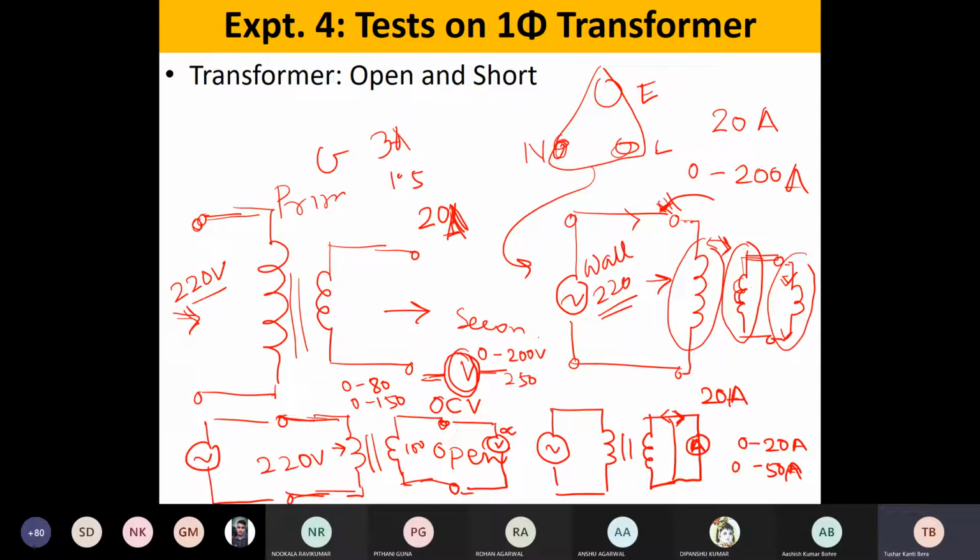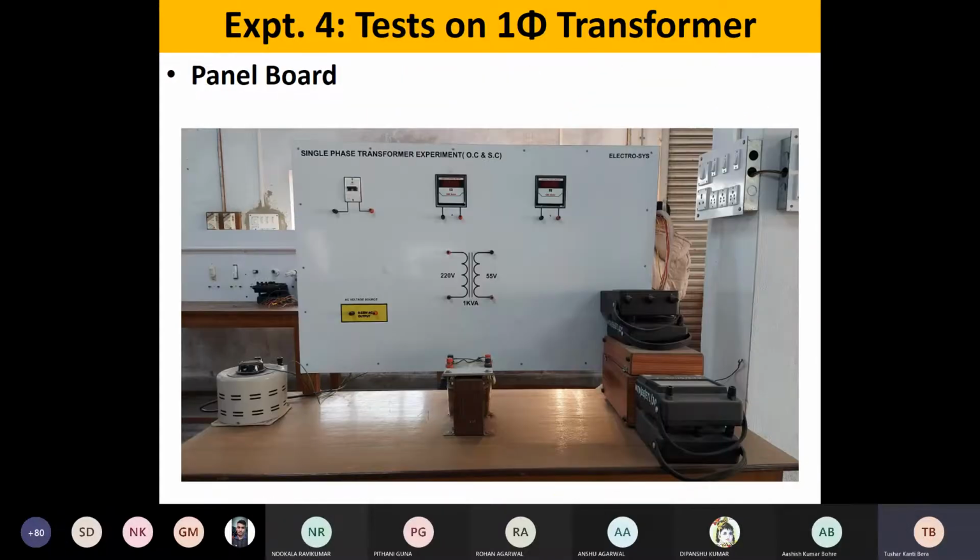So now we will play the video, but before playing the video, we will show you the panel boards where we have conducted the open circuit and short circuit test. There is another table also where we can conduct the same experimentation. In the laboratory of our department, 2 tables are there, and we can conduct the transformer experiment for 2 batches. So that's why we conducted open circuit in one bench and short circuit test in other bench for saving some time. And we can see that this is the panel board.